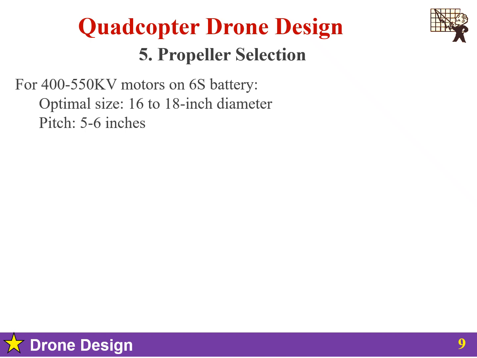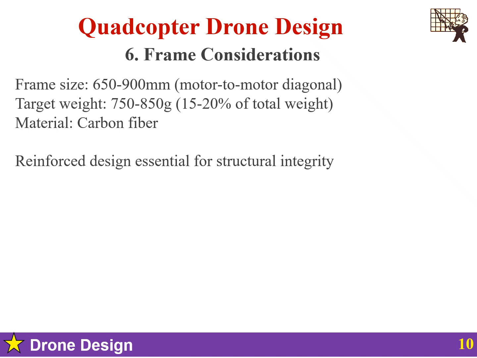The next would be the frame considerations. Frame engineering at 5 kg scale requires structural analysis principles typically reserved for aerospace applications. Frame size must accommodate 16 to 18-inch propellers, requiring a motor-to-motor diagonal of 650 to 900 mm. This is a substantial physical structure, nearly a meter in diagonal dimension. The target weight is around 750 to 850 grams, that is 15 to 17% of the total weight.